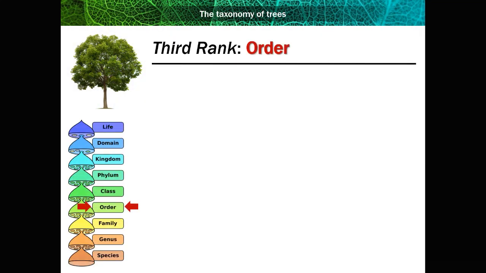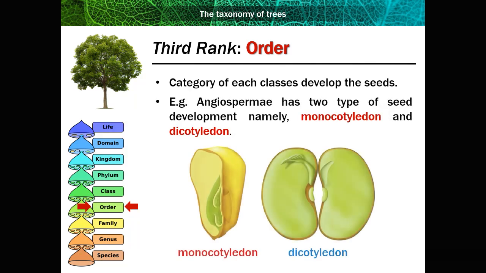So the third rank of kingdom Plantae is order. So order is a category of how each class develops the seeds. For example, angiospermae has two types of seed development, namely monocotyledon and dicotyledon. Cotyledon is referring to the parts of the seed.